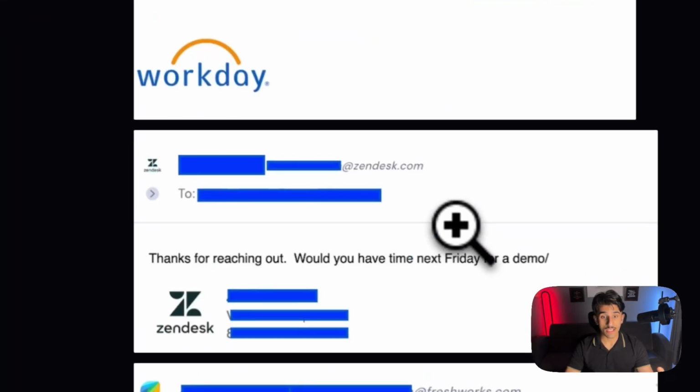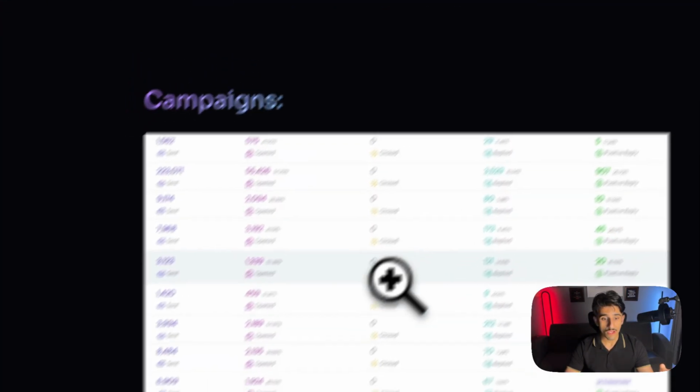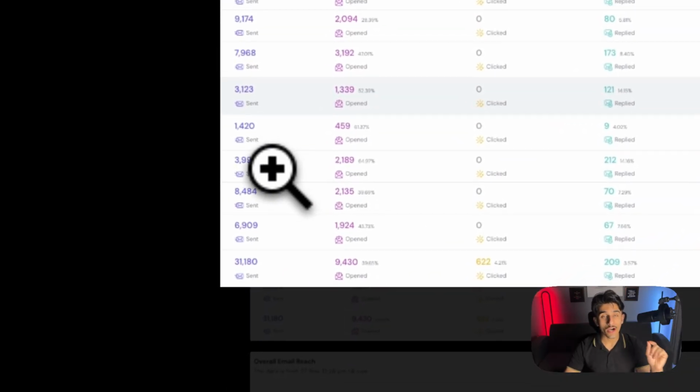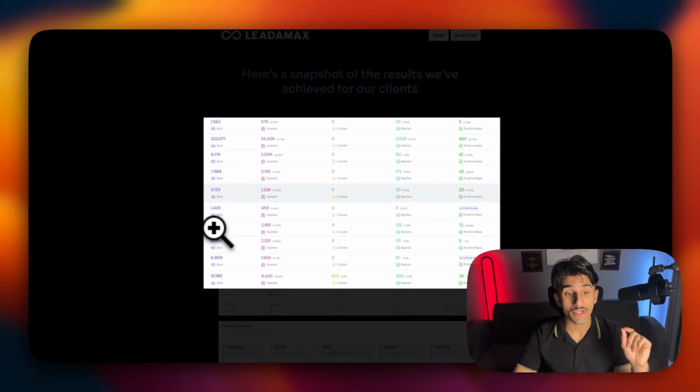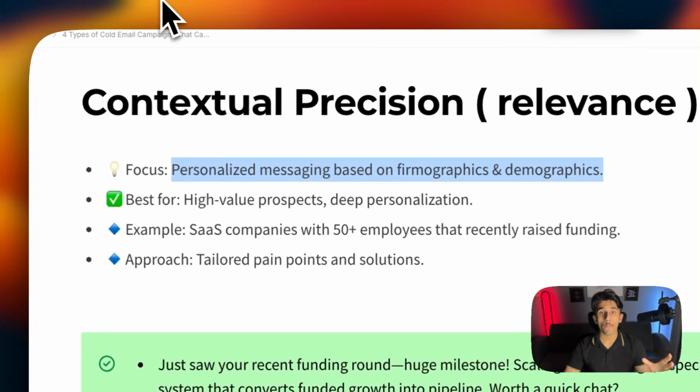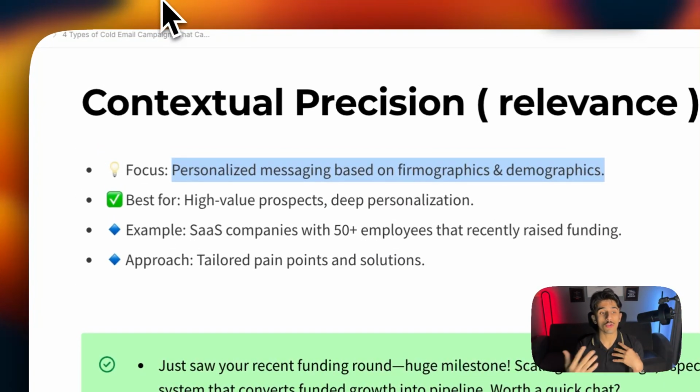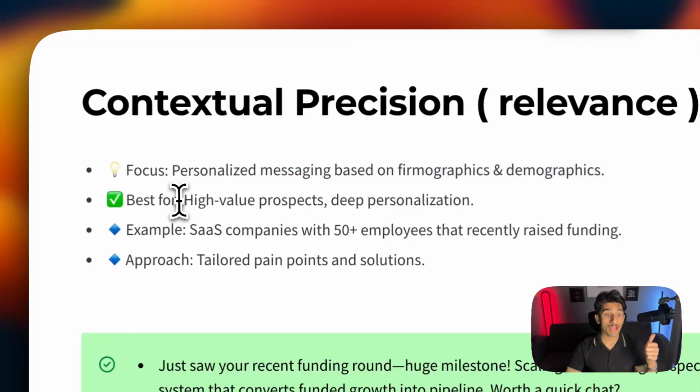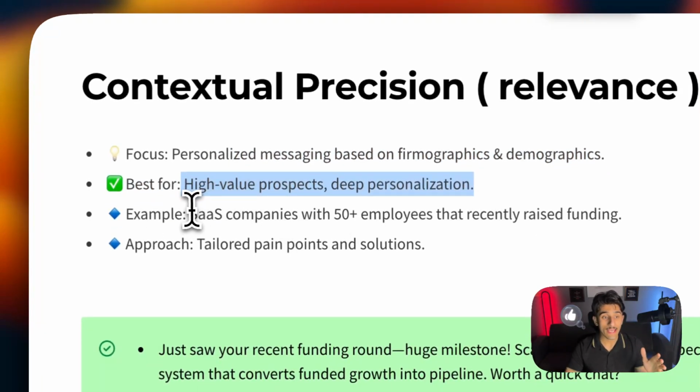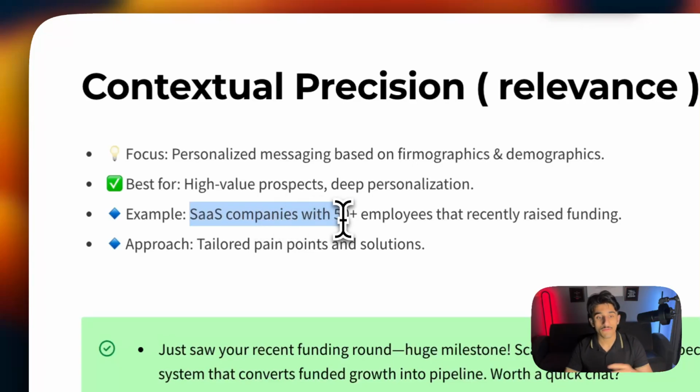As I mentioned previously, let me just quickly show you. These are some of the hyper-targeted segment campaigns in which we create the relevance. Almost 4K emails sent and 72 positive replies. Why? Because we created a base in which both of us can relate, right? And this is going to be high value prospects and with deep personalization, which you can of course do by Clay. And for example, SaaS companies with 50 plus employees that recently raised funding.